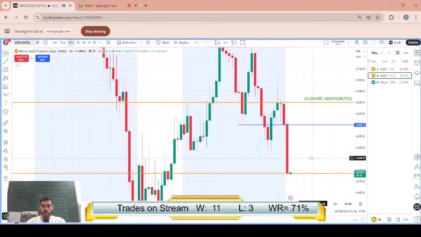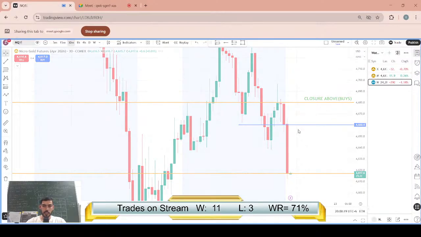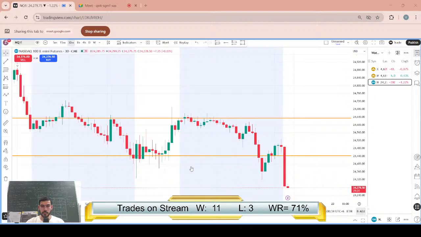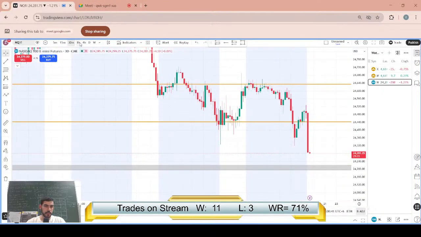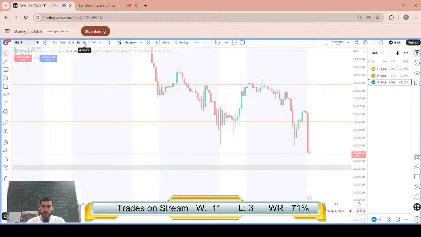Wow, just closed at the support area. Let's check NQ real quick. NQ is also closing low. Wow, what a drop. Yeah, crazy drop, man. So let's check the 4 hour. It should be the 4-hour time frame now.